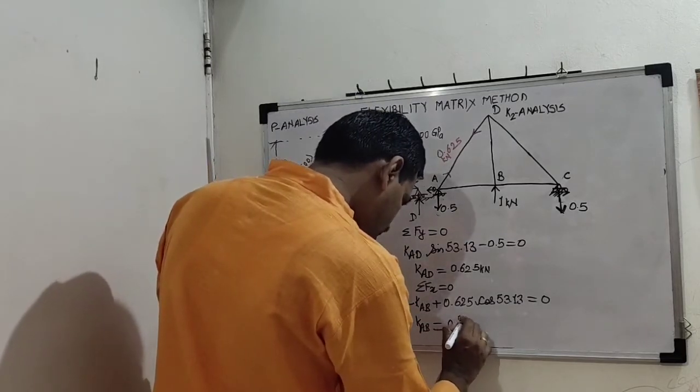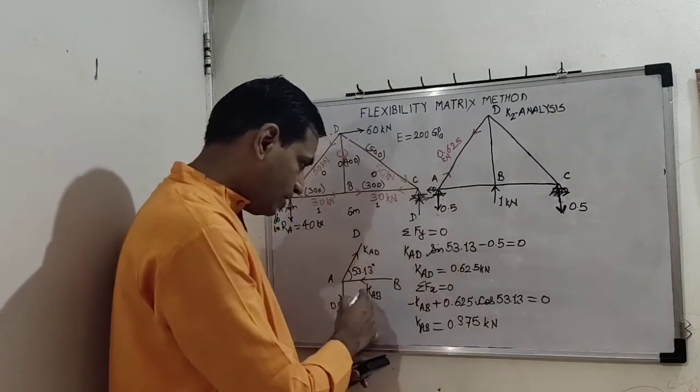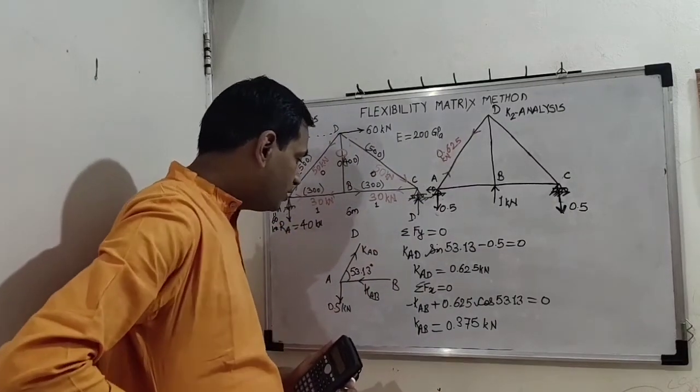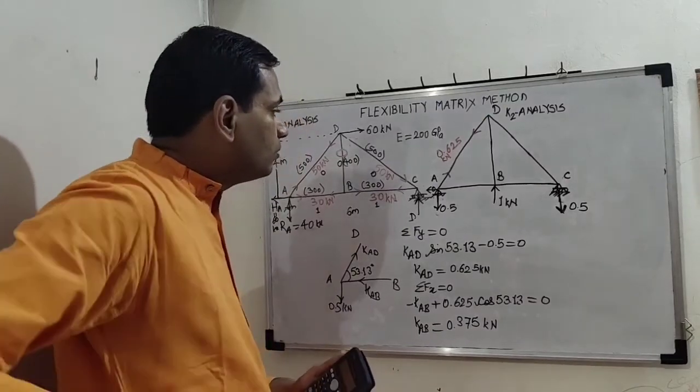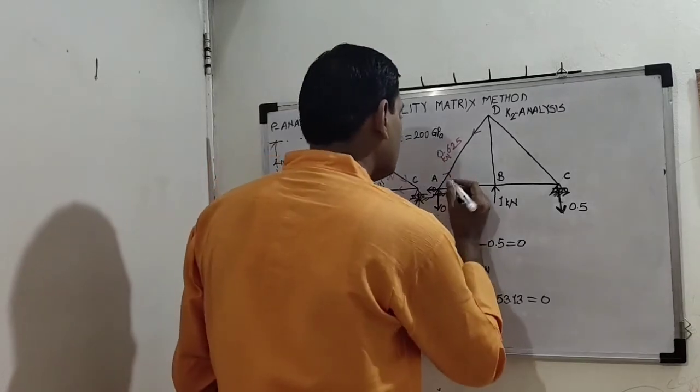Again, my answer for KAB is plus. As per the calculation, it means the assumed direction towards the joint is correct, compressive. So let us show it in red color. Compressive 0.375.